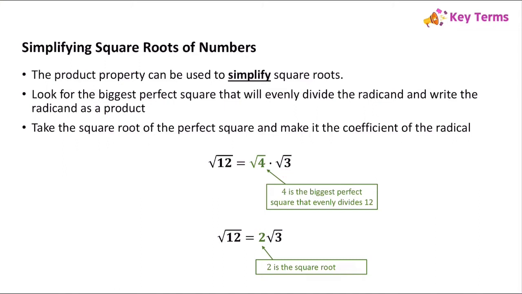So for example, with the square root of 12, that's why I wrote it as 4 times 3. Because realize there are other factors of 12, right? So for example, I could have factored 12 as 2 and 6, but neither of those values are perfect squares. So that's why I wanted to write it as 4 times 3, because 4 is a perfect square. Then what you'll do is take the square root of that perfect square and then make it the coefficient of the radical. So for example, we take the square root of 4 and then we'll have 2, and that 2 becomes the coefficient of the square root of 3.